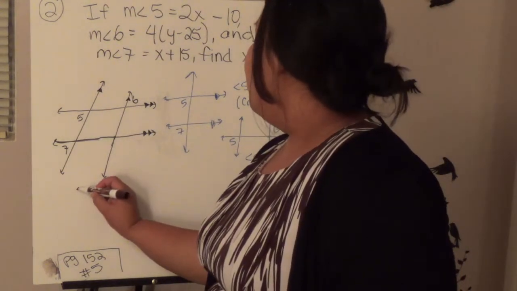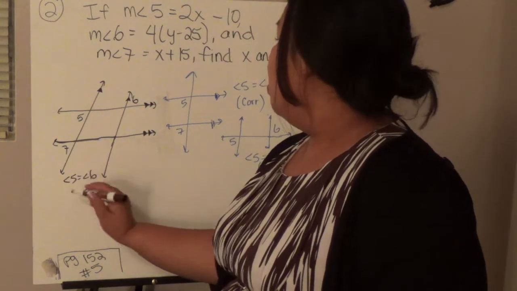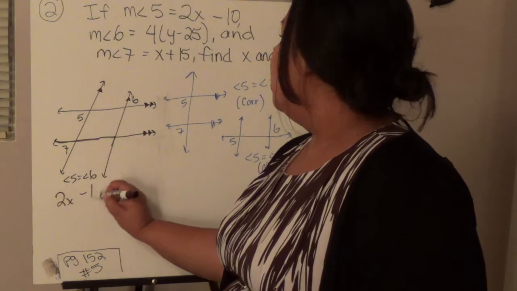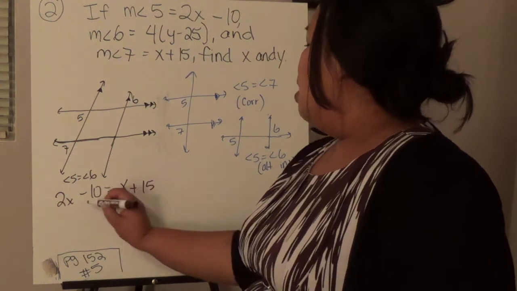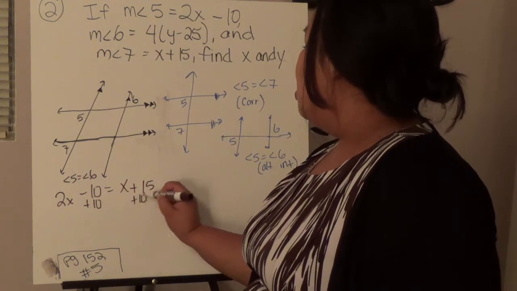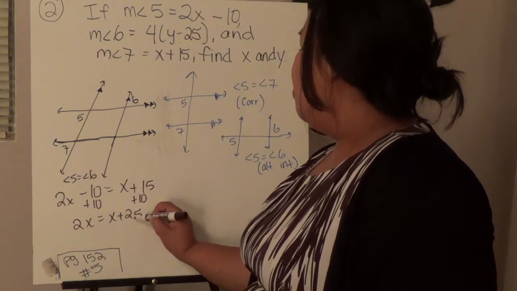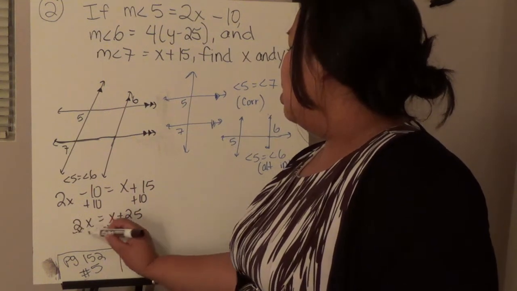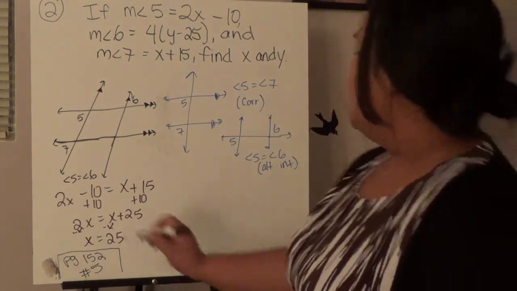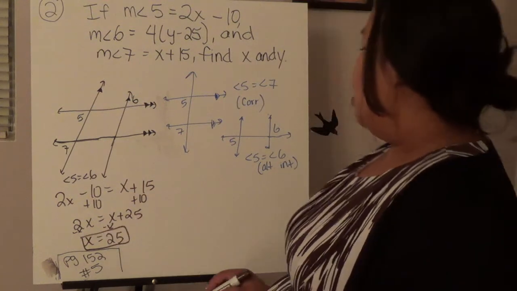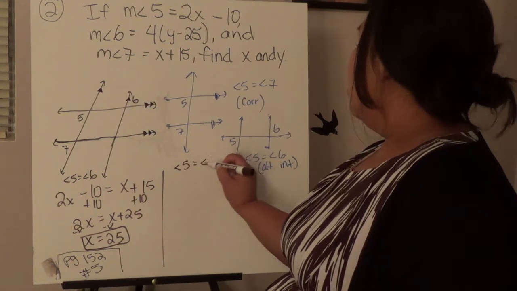So angle 5 equals angle 7, so that means I have 2x minus 10 equals x plus 15. I'm going to add 10 to both sides. This gives me 2x equals x plus 25. I'm going to subtract x from both sides, so I end up with x equals 25. So that's my first answer, x.